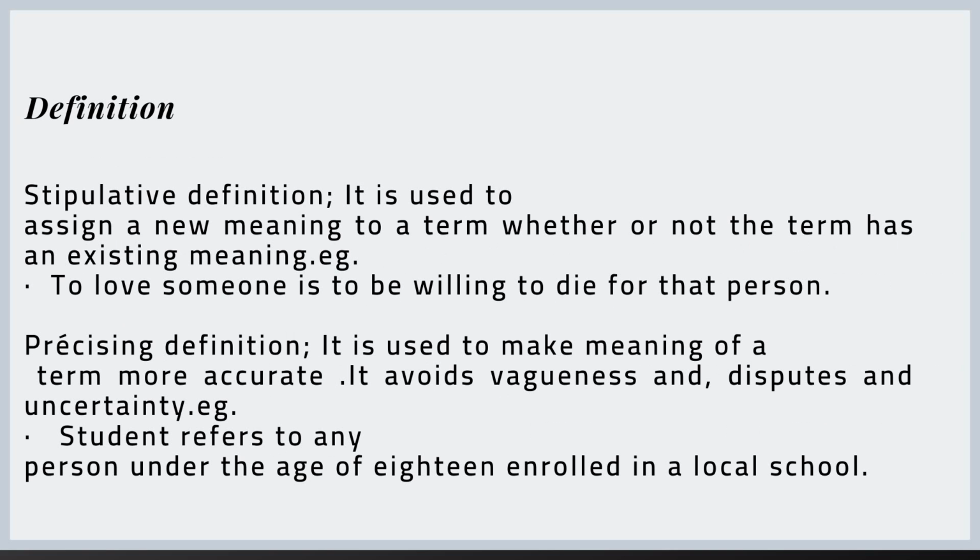Example, a prime number is any integer greater than 1 and divisible only by 1 and itself. Stipulative definition. It is used to assign a new meaning to a term, whether or not the term has an existing meaning. Example, to love someone is to be willing to die for that person.